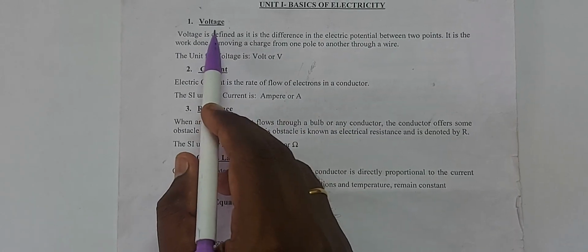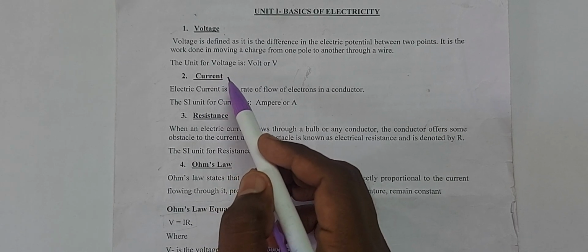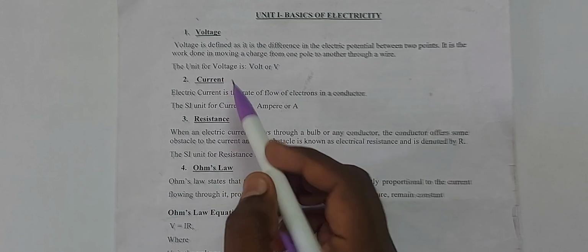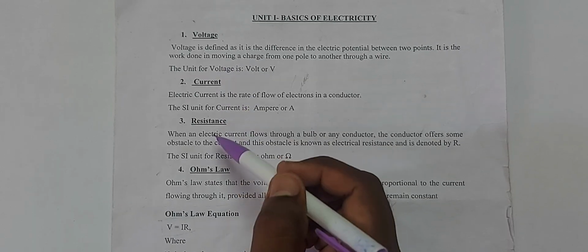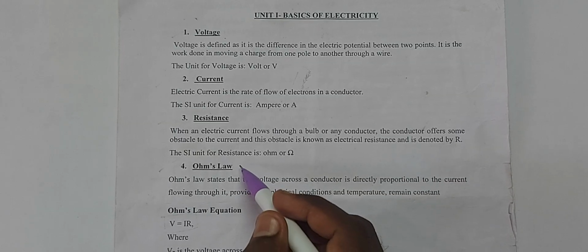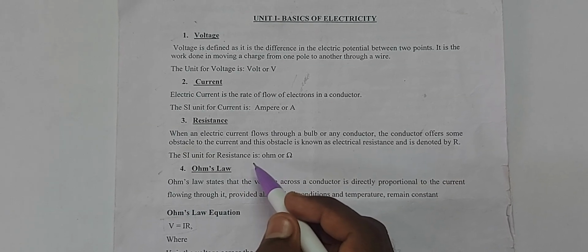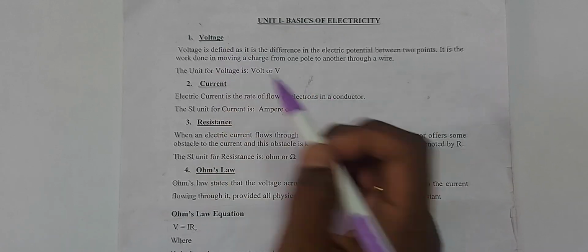So first, what is voltage? We are going to define it here, followed by what is current, what is resistance. These combined together form Ohm's law. Ohm's law plays an important role in electrical devices. First we are going to see what is voltage.